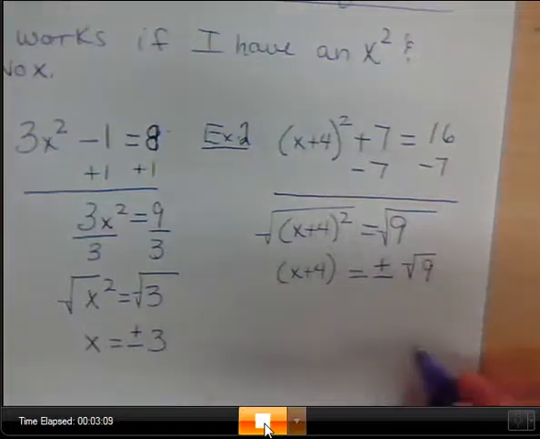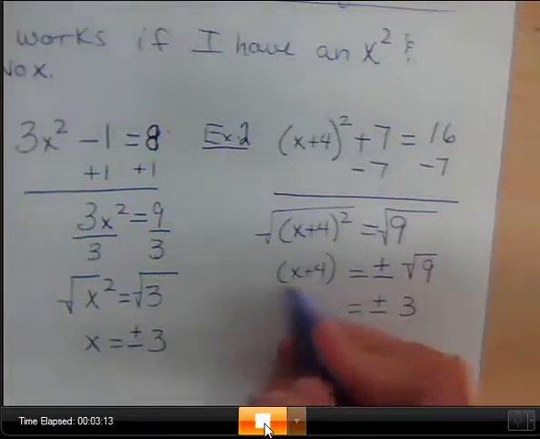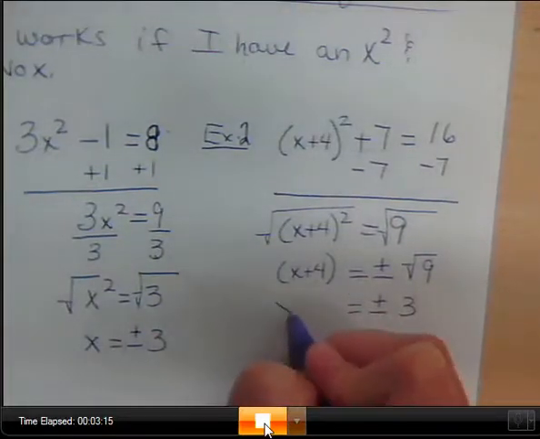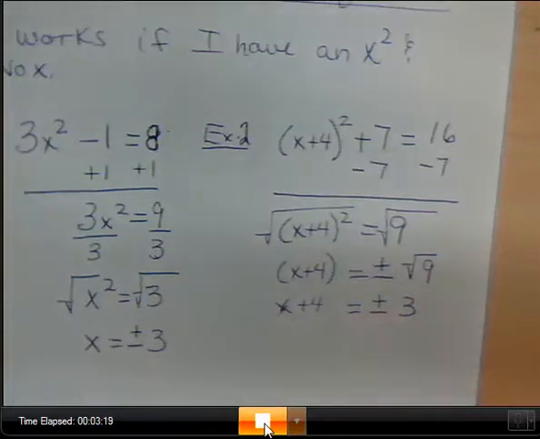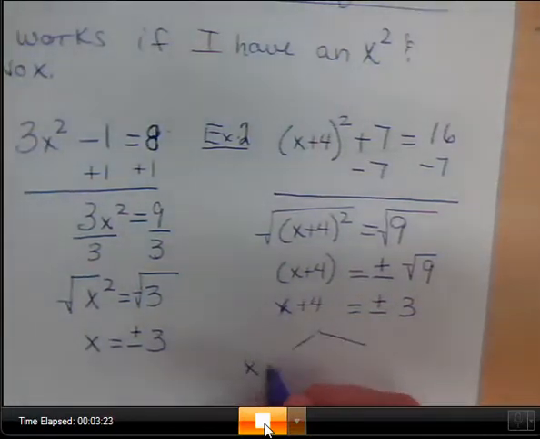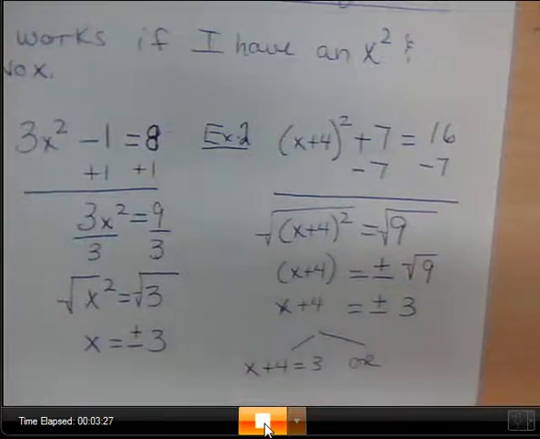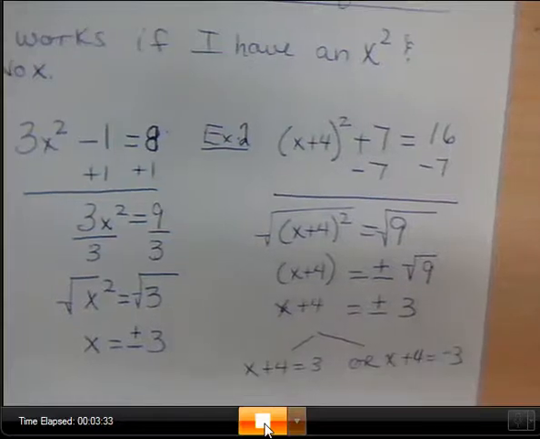Now the square root of 9 is just 3, so we have that equals positive and negative 3. We don't really need the parentheses anymore, so we have x plus 4 equals positive and negative 3. So we can split that into two problems. We have x plus 4 equals 3, or x plus 4 equals negative 3. And then we'll solve from there.